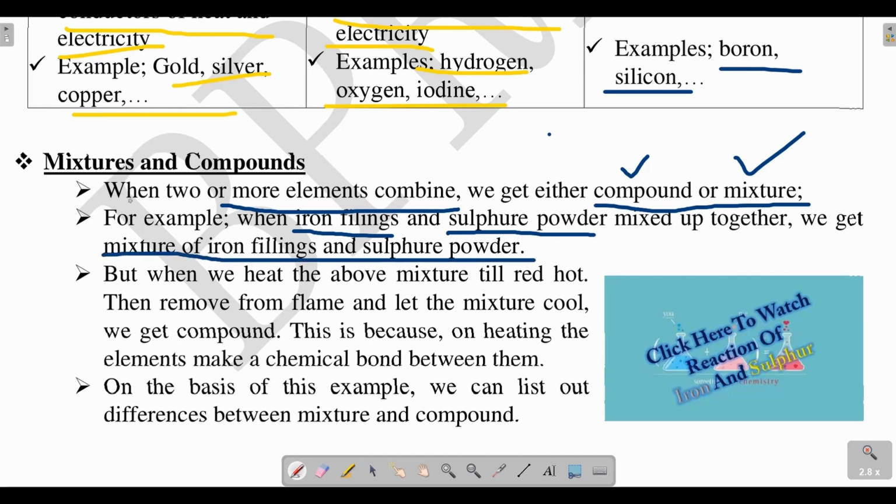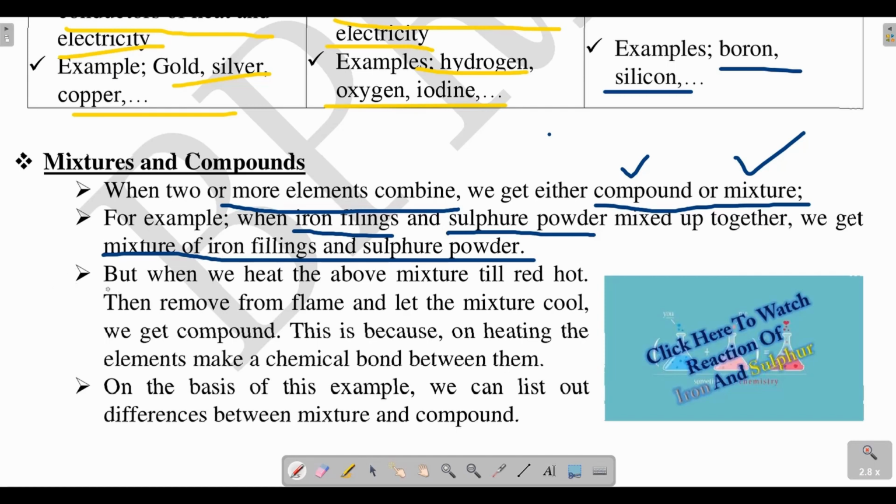Don't worry about this activity. The link for watching the video of the activity will be given in your e-note so that you can watch that video and get a clear idea about this example. I'm just going to explain theoretically. So when iron filings and sulfur powder are mixed together, we get a mixture.